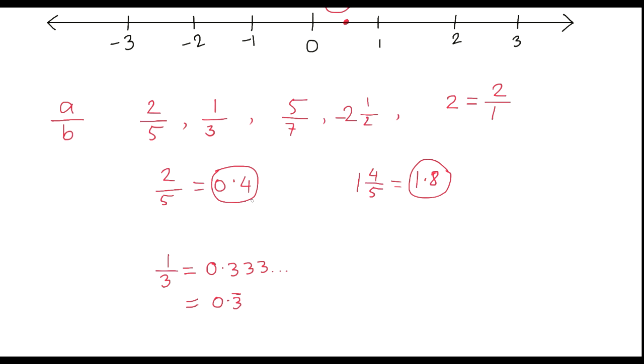When we have some decimals that end after a few digits, that terminate after a few digits, that is called a terminating decimal. And when we have this kind of decimal numbers where some digits repeat after the decimal point, that is called a repeating decimal.